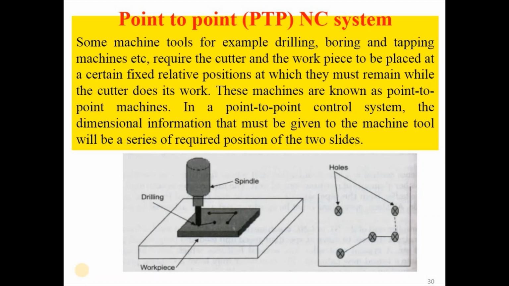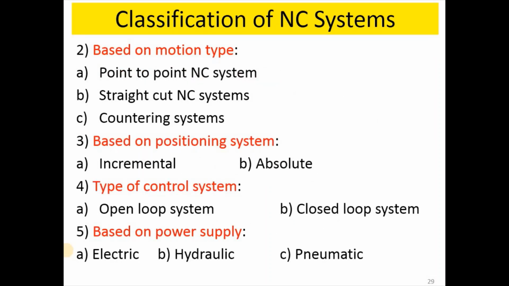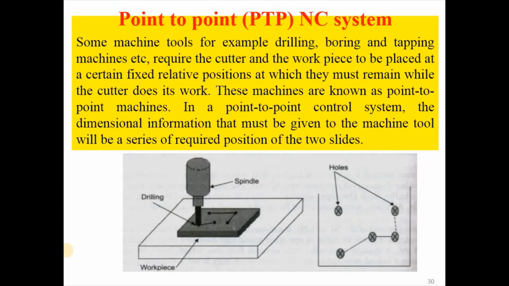Myself CC Jadhav. In the previous lecture we saw an overview of classification. We will see this classification regarding work and tool relationship, motion type, positioning system, control system, and power supply. So today we'll see them one by one, and the first one is the point to point NC system.